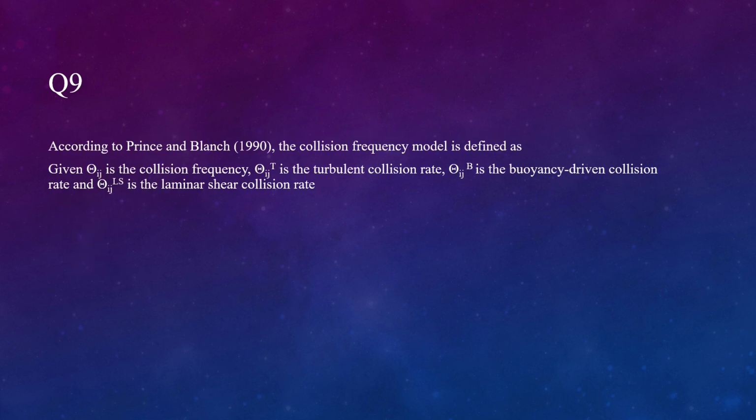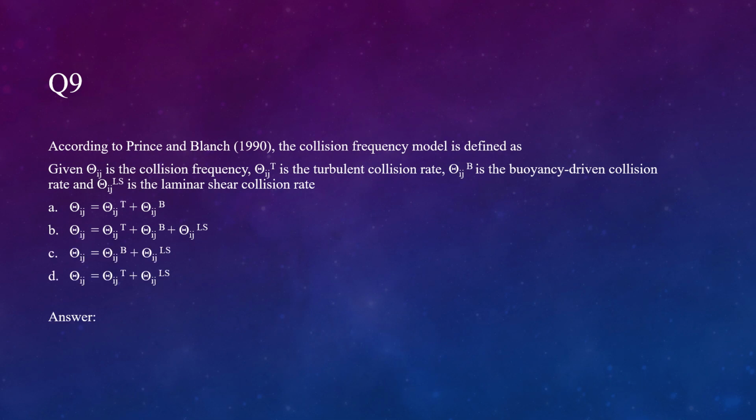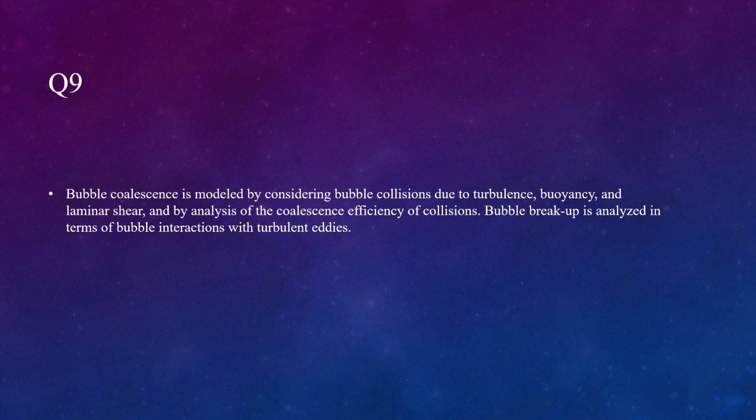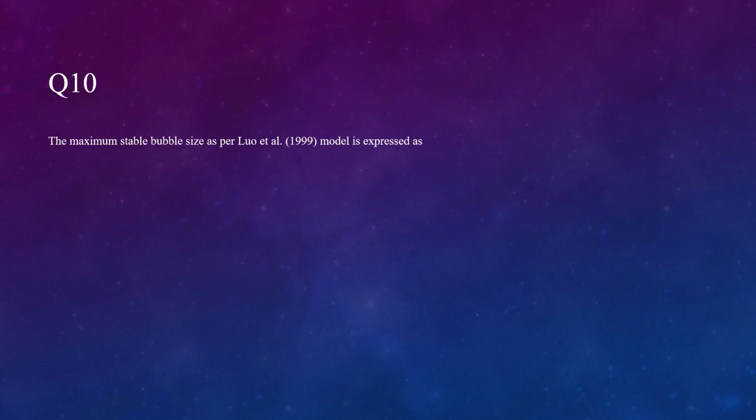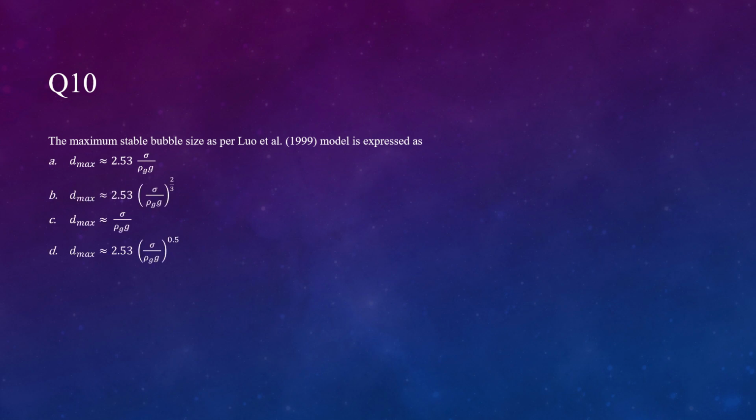Question 9. According to Prince and Blanch, the collision frequency is modeled as the sum of the collision frequency from the turbulent collision rate, buoyancy driven collision rate, and laminar shear collision rate. So it is the sum of all three. The maximum stable bubble size as per the Liu et al. model is expressed as Dmax is 2.53 times (sigma by rho g) to the power 0.5. Option D is the right answer.